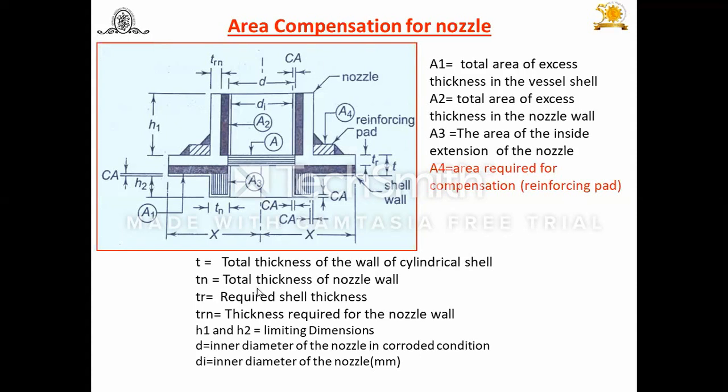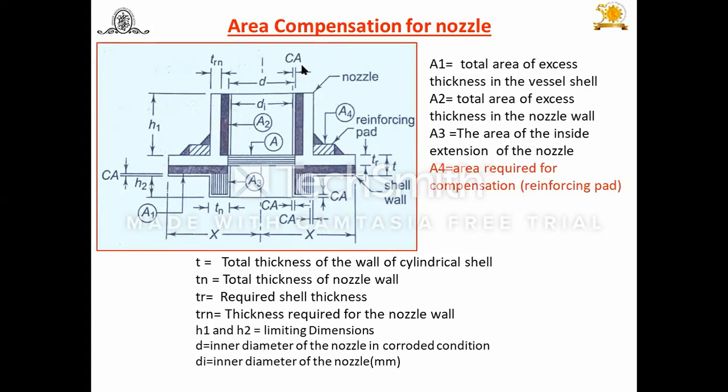Then tn. What is tn? You will find this is tn. tn is the total thickness of the nozzle wall. But in this case, you will find trn. trn is the required thickness of the nozzle, and tn is the total. Total means you have to include this compensating thickness also, and this is given by this area A2 here. So tn is equal to trn plus this thickness. Like this, T is equal to tr, the cylindrical wall thickness, plus the compensating shell thickness here. Then H1 and H2 are limiting dimensions, as I have already told. X is also a limiting dimension along this direction. Then CA means corrosion allowance.